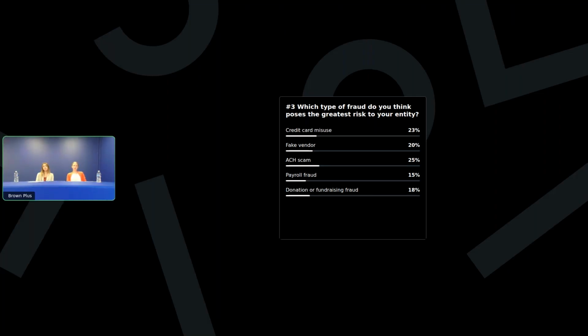Okay, so a pretty even split across the board. ACH scam is leading the charge at 25% and credit card misuse is right behind it. And I think that probably tracks with the environment that we're in right now, and we'll get to that. We have a couple of sections on ACH and the digital world we're in.